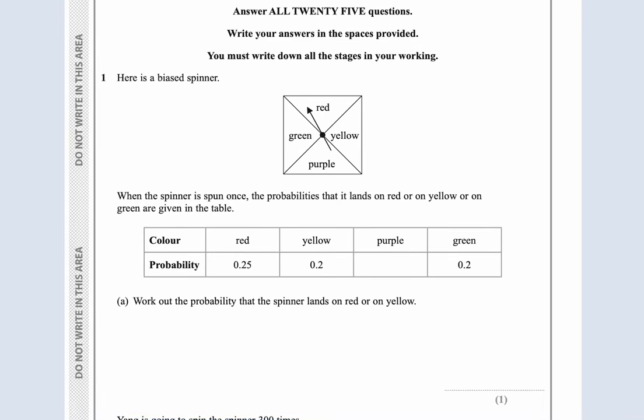Hi guys, this is May 2022 1HR. So we have a biased spinner. When the spinner is spun once, the probabilities that it lands on red or on yellow or on green are given. Work out the probability that it lands on red or yellow.